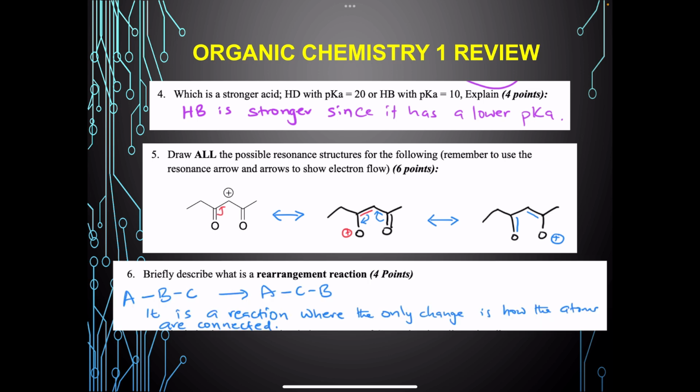Question number 6, briefly describe what is a rearrangement reaction. So if you start with a reaction where the atoms are connected as given here, A connected to B, connected to C, and then after the reaction, you realize that you did not lose or gain anything. You maintain the same atoms, but now you see that A is connected to C and C is connected to B. So we've changed the order of connections, and that's a rearrangement reaction. So it's a reaction where the only change is how the atoms are connected.